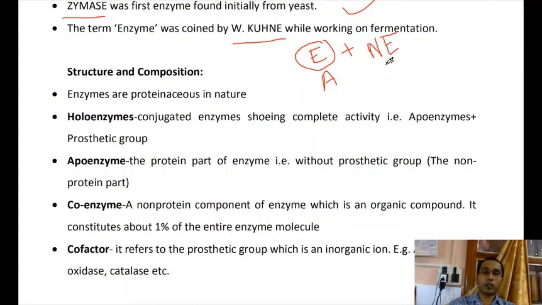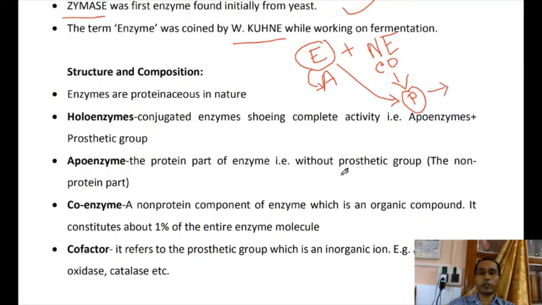Non-enzymatic part is called coenzyme. Again, the protein part of the enzyme is basically called apoenzyme, and if it is replaced by a particular group that is non-detachable to this particular enzyme unit, then it is called prosthetic group.